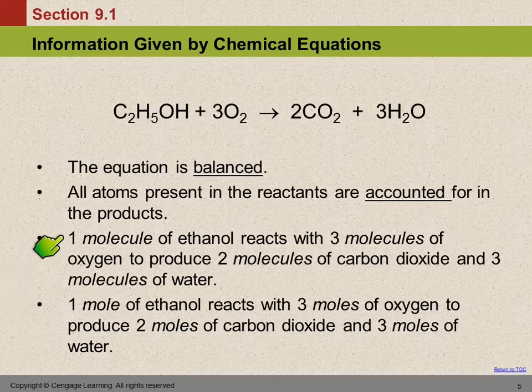So if it's true that 1 molecule reacts with 3 molecules, then it's also true that 1 mole of ethanol reacts with 3 moles. It would just be like making a dozen sandwiches, right? You'd need 2 dozen pieces of bread. Any questions?